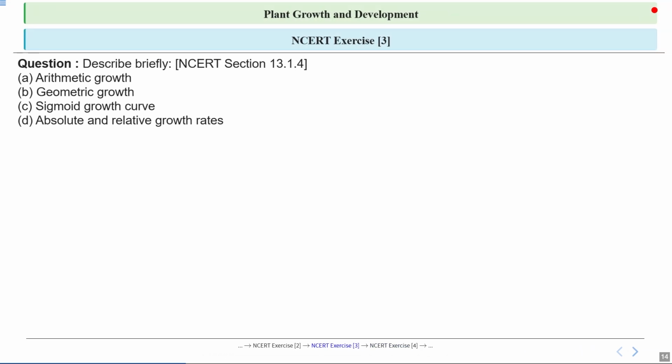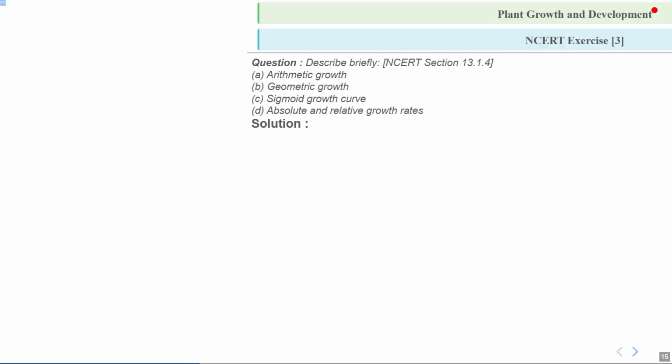So this is question number 3, and the question is, describe briefly arithmetic growth, geometric growth, sigmoid growth curve, and absolute and relative growth rates. So this question is covering NCERT section 13.1.4. Let's see the answer one by one.